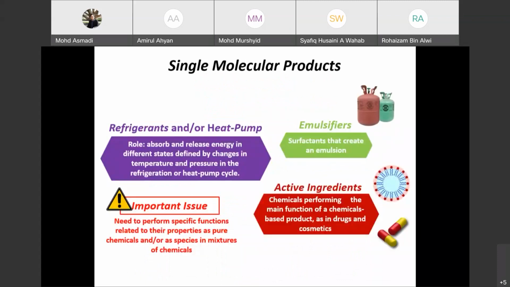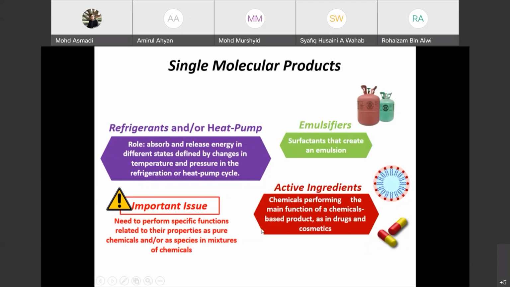Okay. For the single molecular products, for example, if you use a refrigerant or heat pumps, okay, this one is usually we use a single or nearly pure molecular product. Kalau tengok pun kalau aircon kan, dia akan guna R berapa? R134 ke R14 lah, saya lupa. Okay, dia just single je kan. Okay. So selalunya dia akan exert ataupun release energy lah. Okay. And then another example kalau tengok kat sini adalah emulsifier.